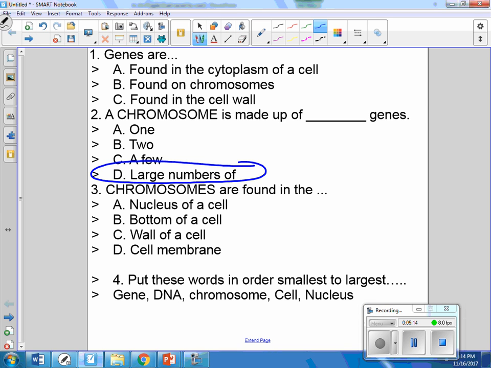How many genes all together do we have? We know from yesterday that there are approximately how many genes on your chromosomes? 30,000 genes on your chromosomes. How many chromosomes do we have again, Samantha?